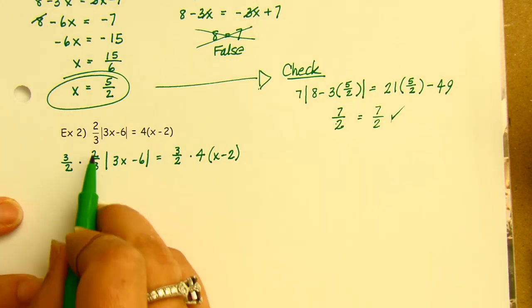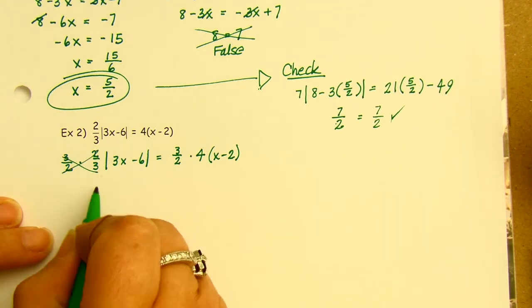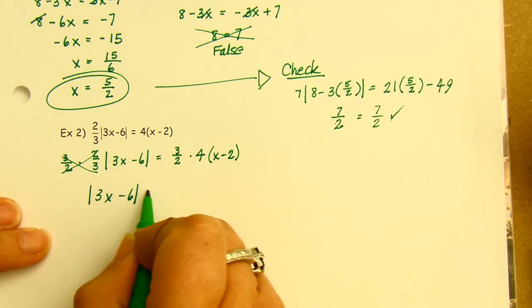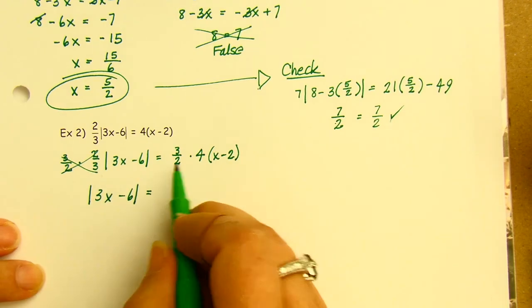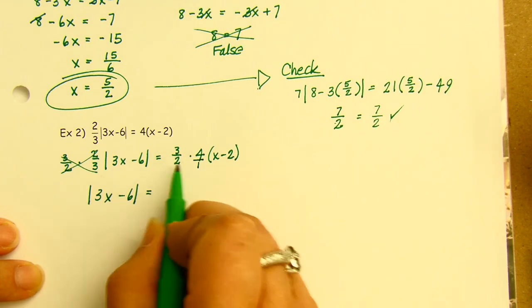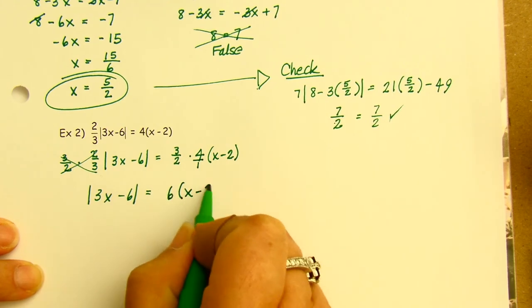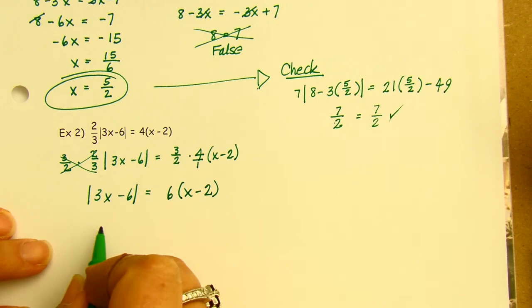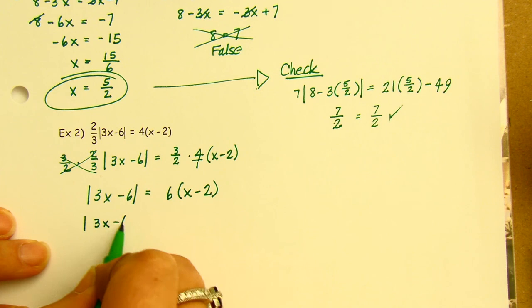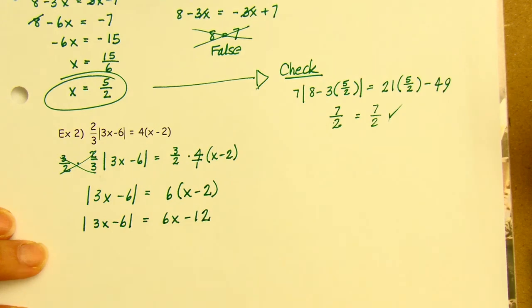Well, 3 halves times 2/3 is really 6 divided by 6, or 1. And so that allows me to get the absolute value expression 3x minus 6 by itself on the left side of the equation. Now I'm going to take care of this. You know, this really is 4 over 1. And so 4 times 3 is 12, 2 times 1 is 2, and 12 divided by 2 is 6. And now I'm going to distribute on the right. So I've got absolute value of 3x subtract 6 equals 6x subtract 12.